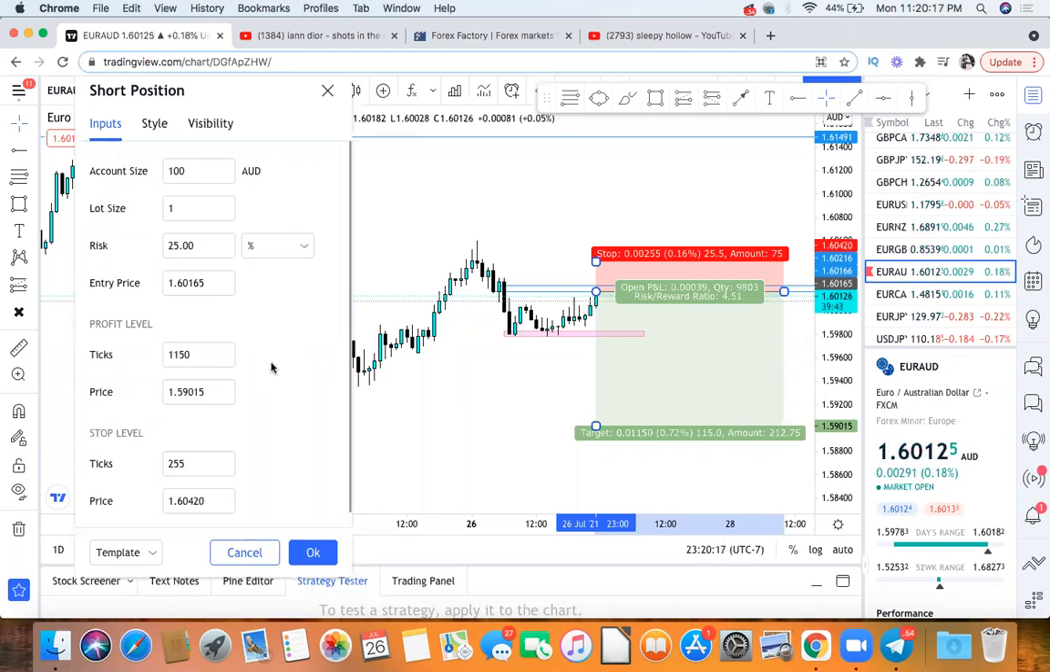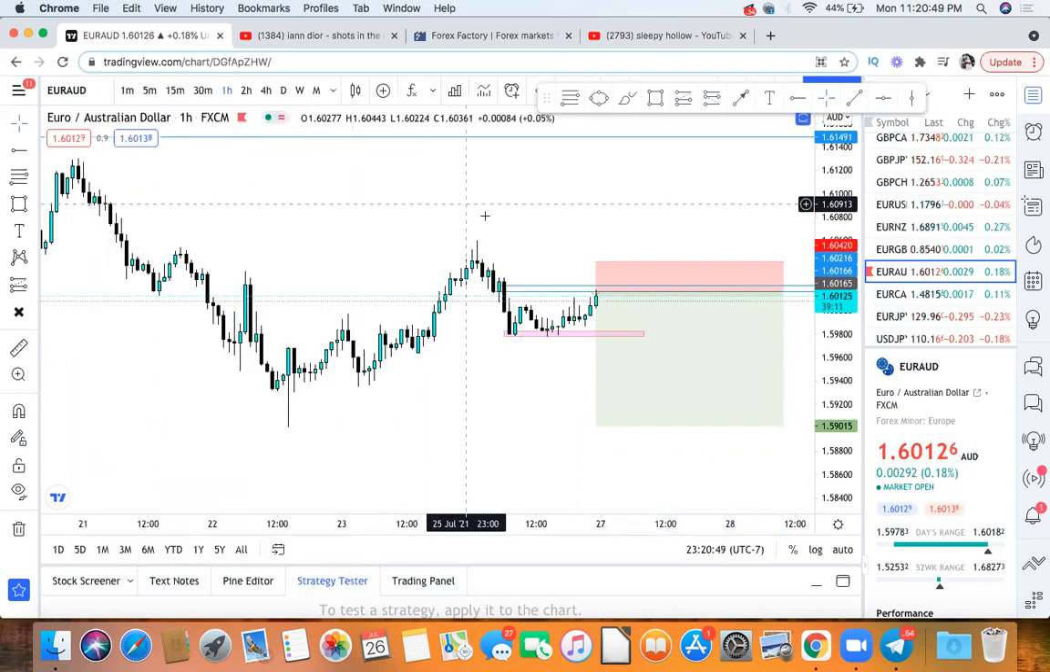We have a take profit, which is 115 pips at 1.59015. This is 115 pips. And our stop loss, we'll be having it at 1.6020. It's 25 pips. All right, you guys got it?